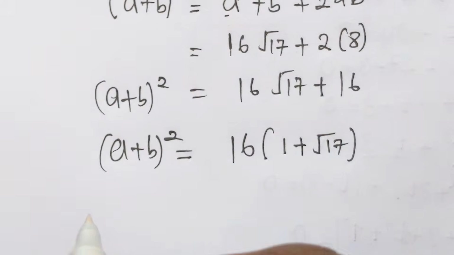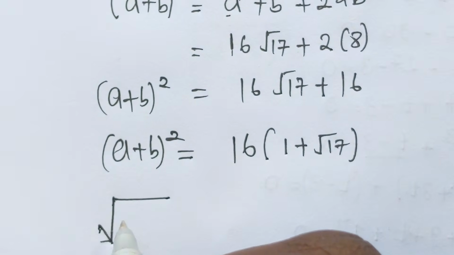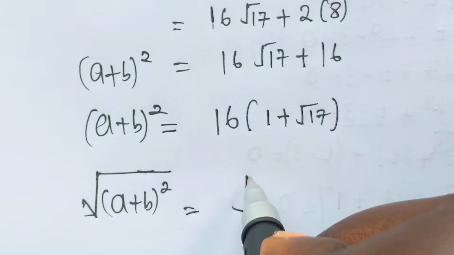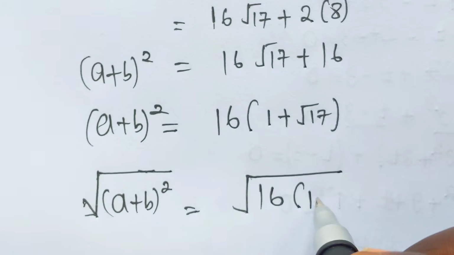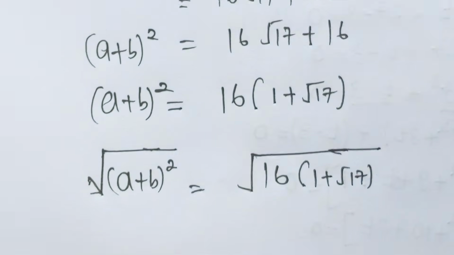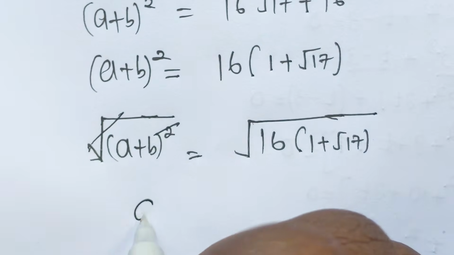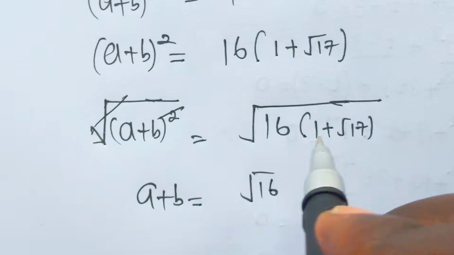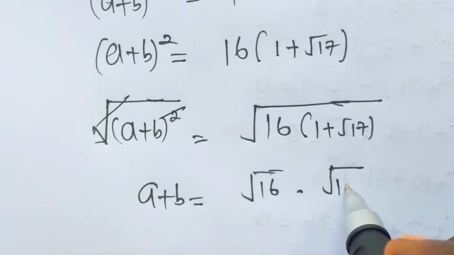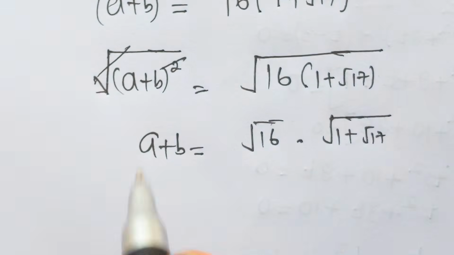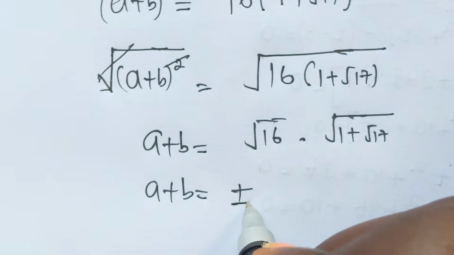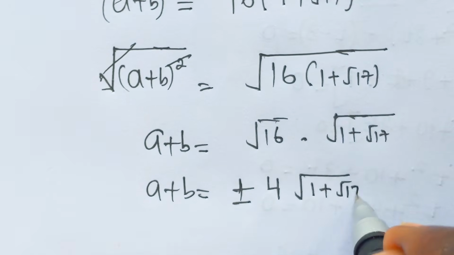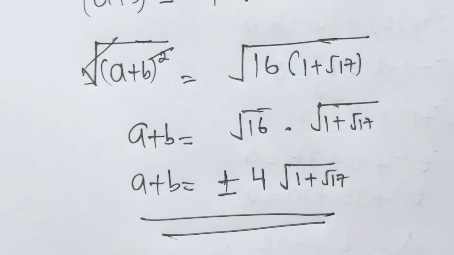At this stage, by applying square root, a plus b squared is equal to the square root of 16 times 1 plus square root of 17, and of course we do this to get a plus b equal to square root of 16, then times square root of 1 plus square root of 17, and a plus b will be positive or negative 4 times the square root of 1 plus square root of 17. This is the value of a plus b.